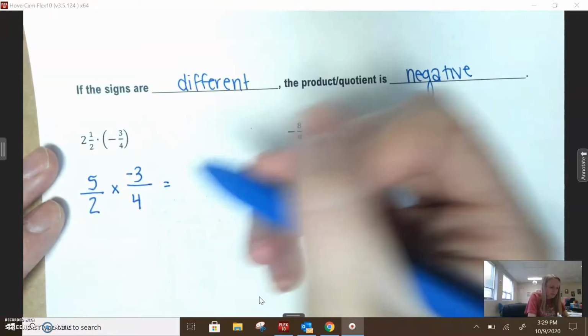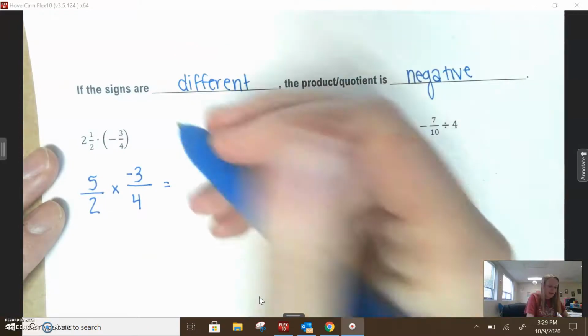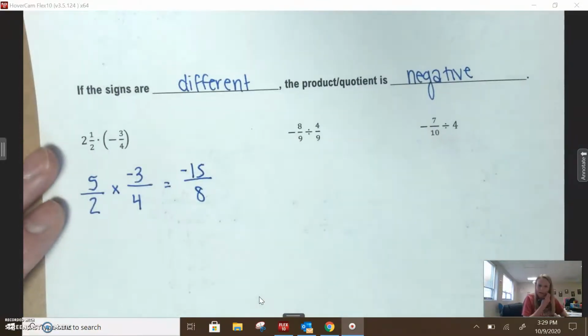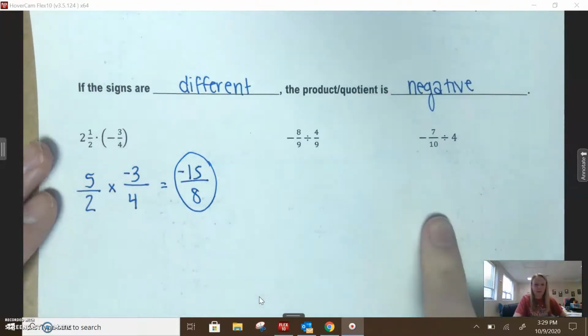Simple, we're just going to multiply across. Positive 5 times negative 3, 1 positive, 1 negative makes it a negative 15 over 8. And once again, that can't be simplified. Okay? I actually lied. Let's do one more problem.